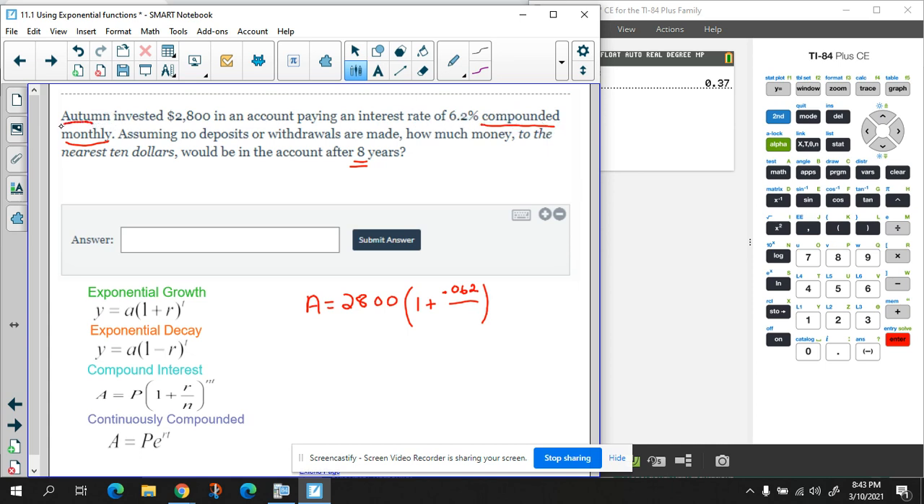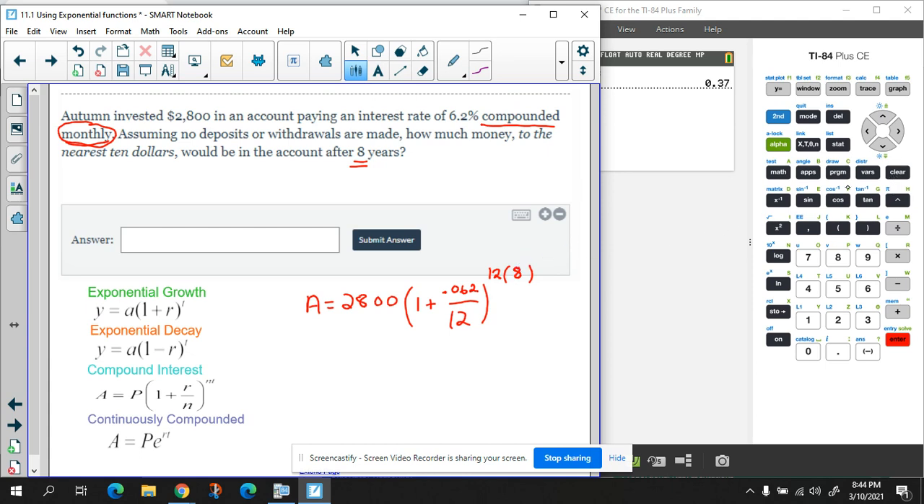There's our clue right here. Compounded monthly. There are 12 months in a year. So whenever they say compounded monthly, we will be using 12 for N, down low and up high. Then T is how many years have gone by, and they gave us the amount of years as 8.